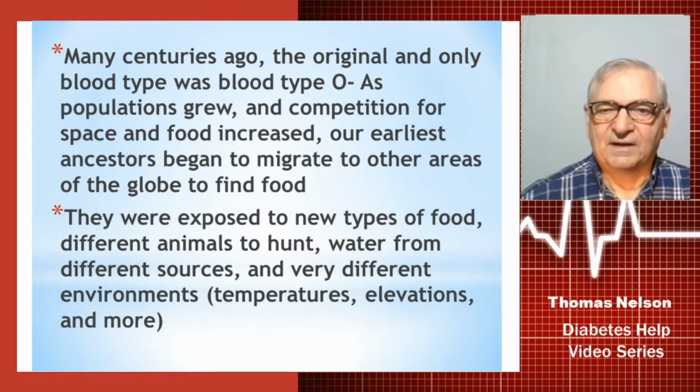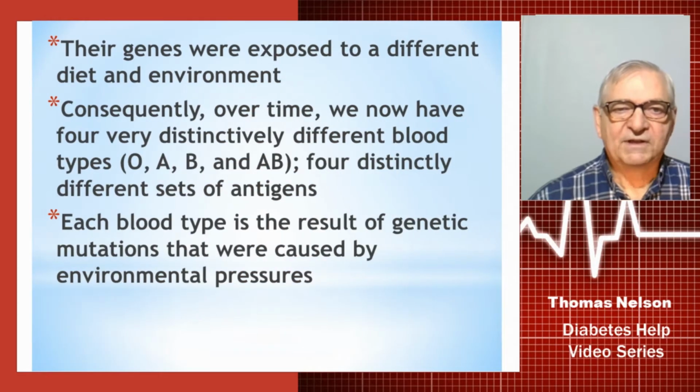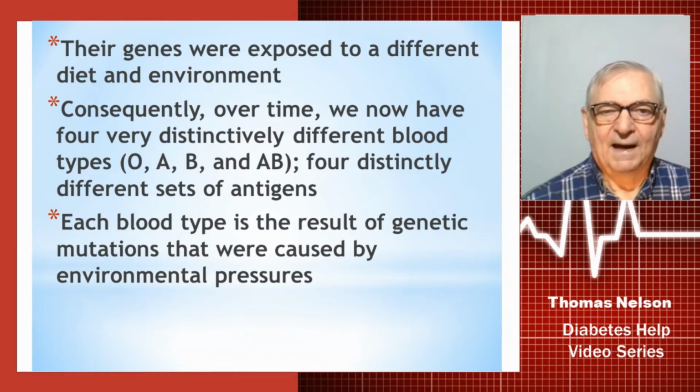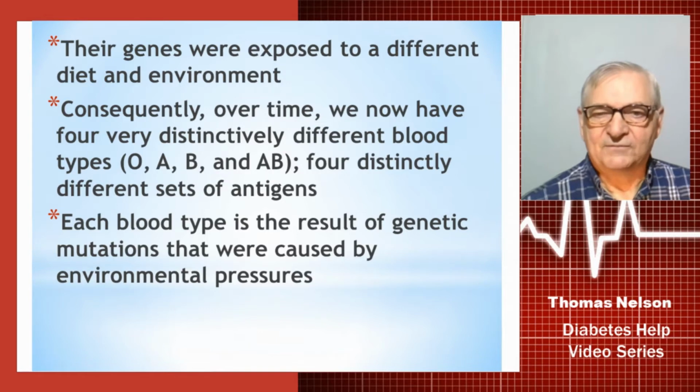You recall that we said that everything you eat touches your genes and it can slowly alter their makeup. So their genes were exposed to different diet and different environment. Consequently, over time, now we have 4 very distinctively different blood types. Blood type O, the original, A, B, and AB. 4 distinctly different sets of antigens. 4 distinctly different types of genes.